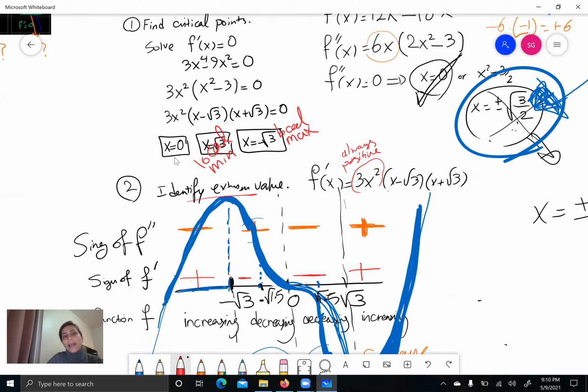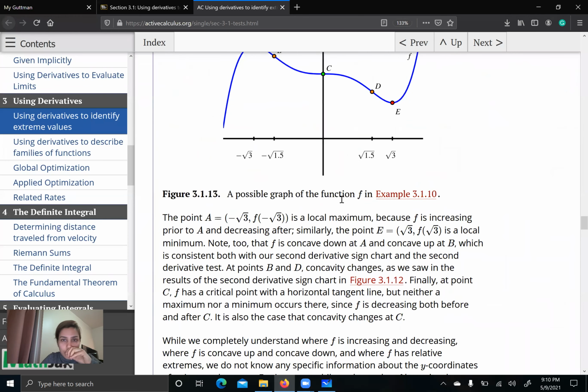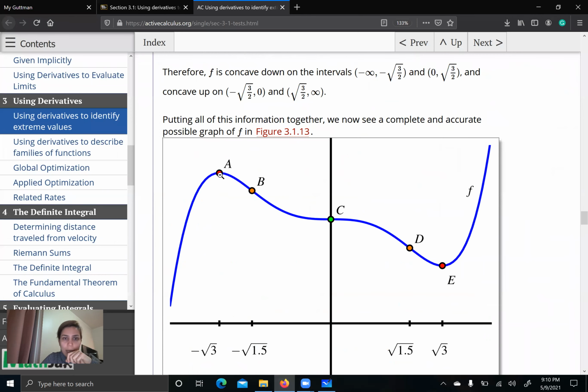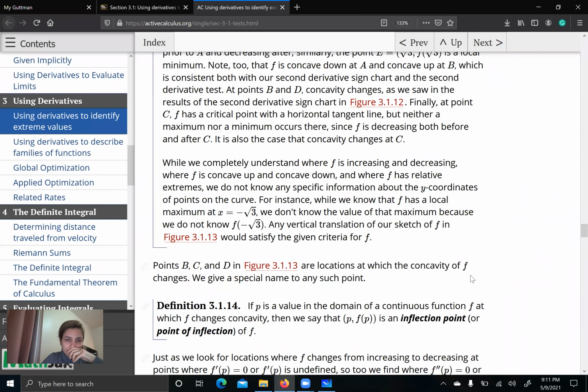And 0, actually, this is called an inflection point because the concavity changes, but I'm going to get to that in a moment. But for now, in terms of extreme values, we have in this picture, at point A, a local max. At point E, we have a local min, local minimum.